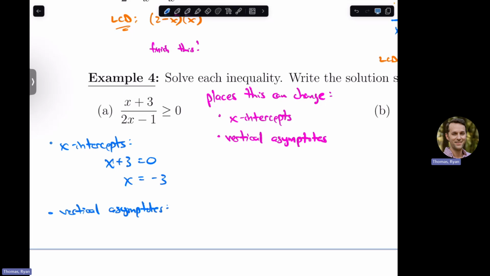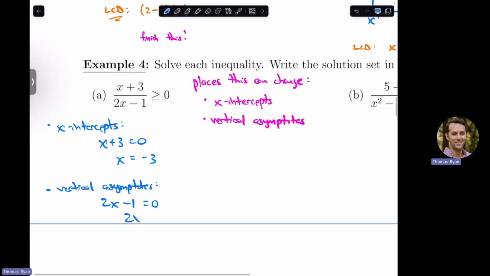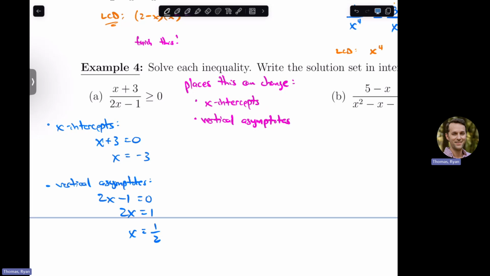Set the bottom equal to 0. Vertical asymptotes happen where the thing's undefined in a way that gives you a number divided by 0. Set the bottom equal to 0. So x is 1/2. Okay. If this has one and only one x-intercept at -3, and one and only one vertical asymptote at x equals 1/2, then the only places that the answer to this question can change, from being yes to no, or true to false, would be here and here.